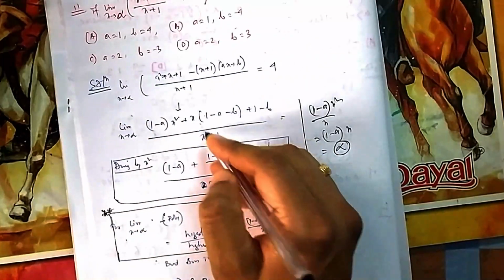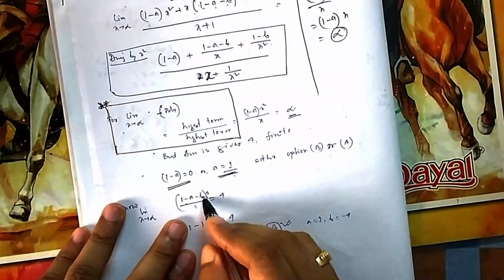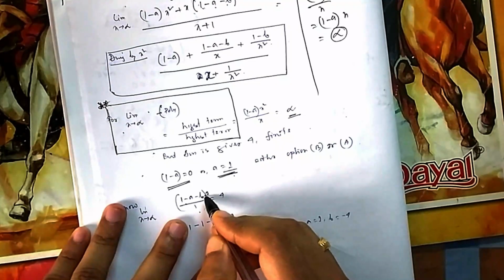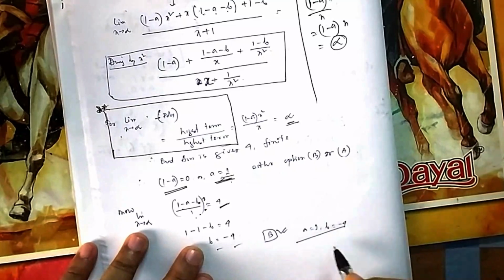Then you have highest this one, this one. Then if you divide this by this, your answer will be 1 minus a minus b by this. Highest term by highest term. So this should be equal to 4. A you have already taken 1, so b is equal to minus 4. That is your option B.